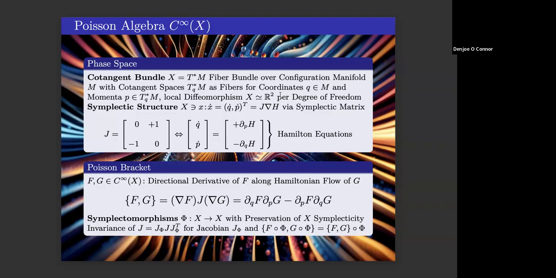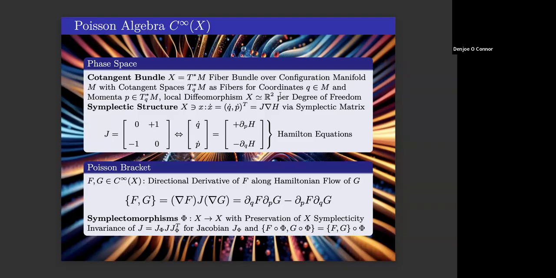There are more general things like Kähler manifolds and so on, but just focus on the simplest case. You have locally R2, and you have the symplectic structure that gives you basically Hamiltonian dynamics. So this is given by the symplectic matrix J, and you can write then the time evolution of any point in your phase space in this way.